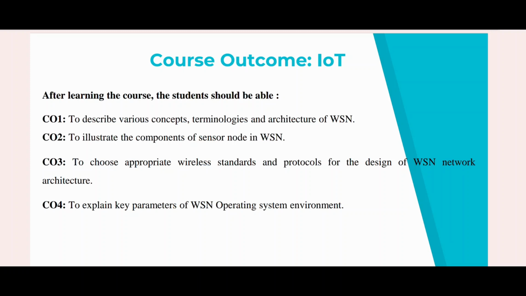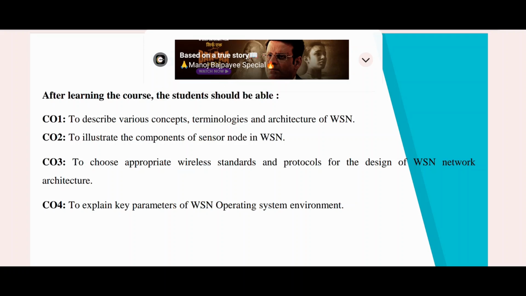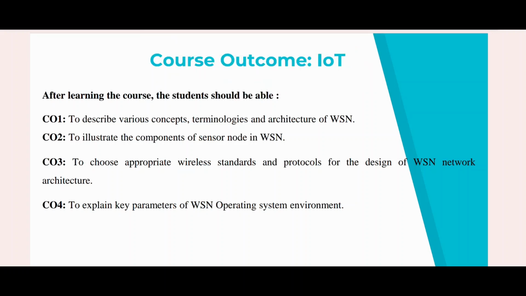The CO2 statement is to illustrate the components of sensor nodes in WSN. So if I am saying WSN, it is nothing but a complex network of physical smart devices. Each device acts as a sensor node. So we should know the components of each sensor node, what it consists of. Okay, that can be the course outcome too.